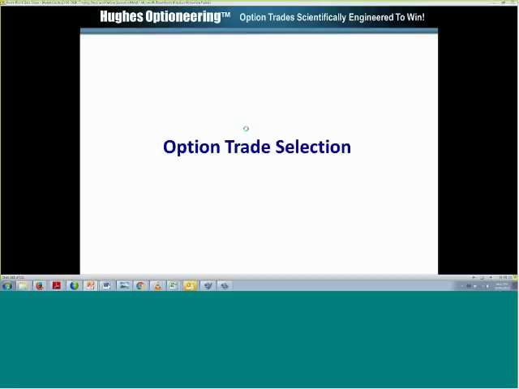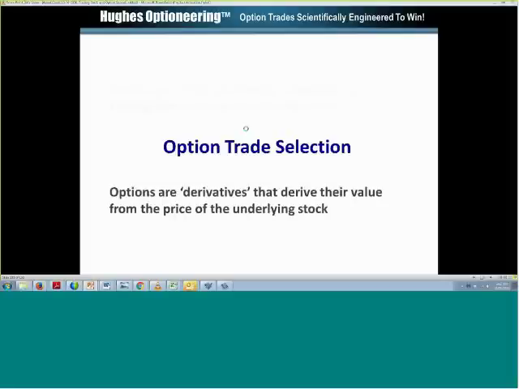So that covers the two types of stock spread trades. Now let's look at option trades. We have two types of spread trades for options too. And first we'll look at the option trade selection. This is the trade selection we use to select a directional trade in an option.